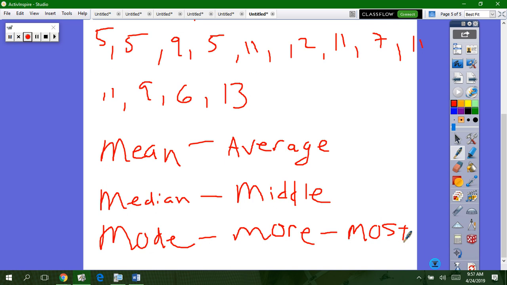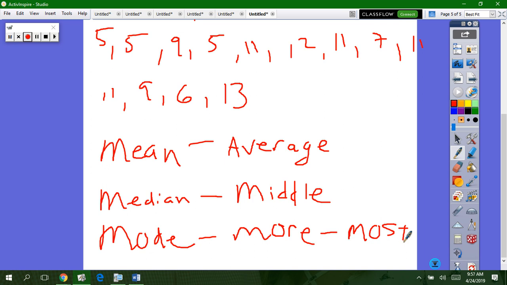So some people believe that if there's more than one, there isn't a mode. But we're going to go with that, whatever it is, if it's like 11 and 9, we would use both of those. Does that make sense? So just understand that there's differing ideas. Okay? You good?